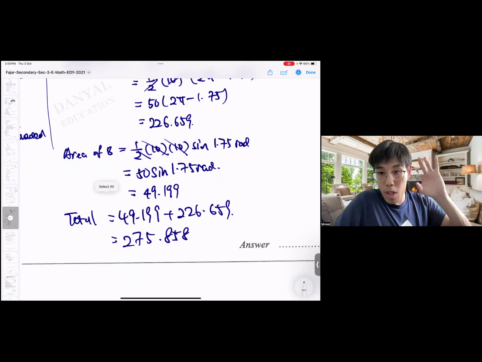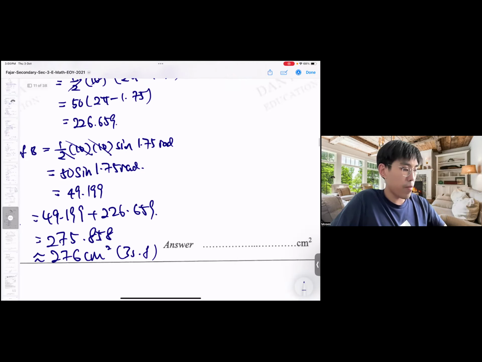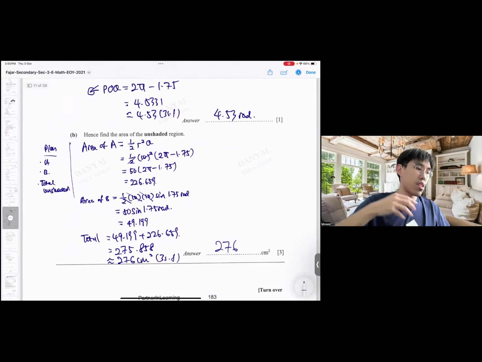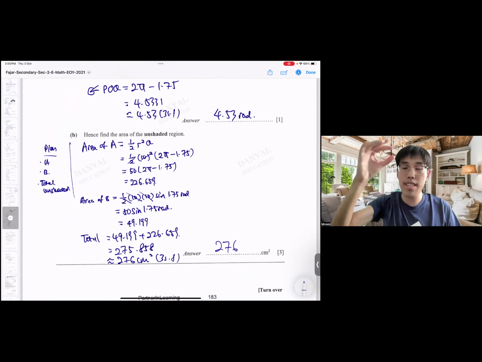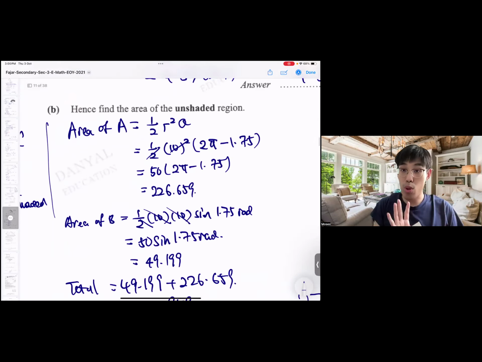This final step is where we convert it to 3 sig fig. So 3 sig fig, 276 cm squared. Answer 276. Okay, very clear working, very clear plan, and everything is very examinable. Why? Because every step is written very clearly. I don't terrorize myself by writing all the ugly looking decimals. I only write a bit just to show there.